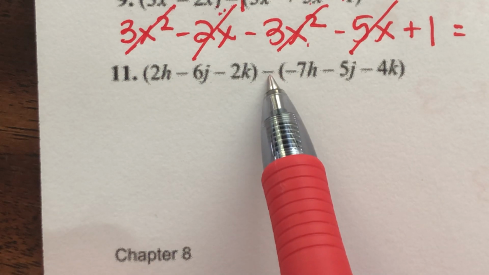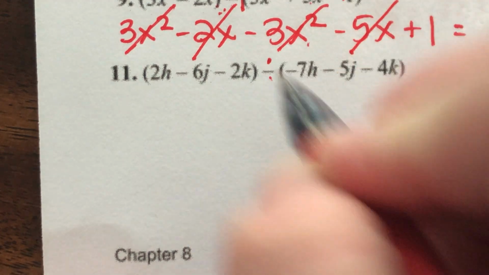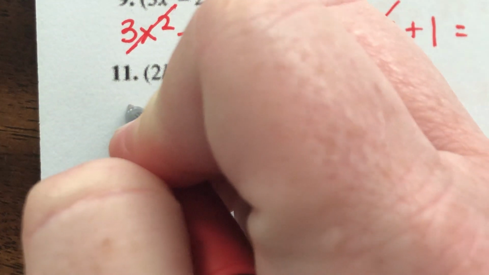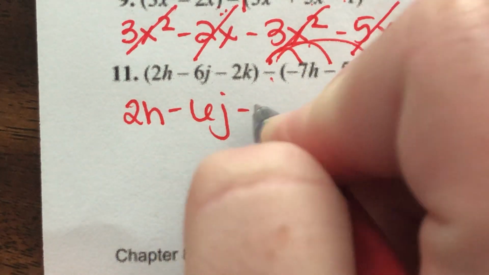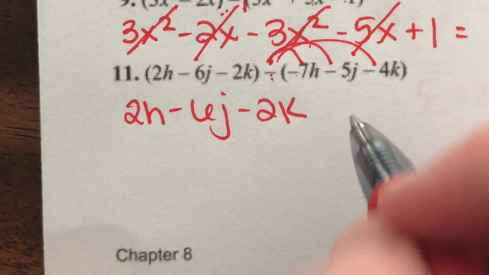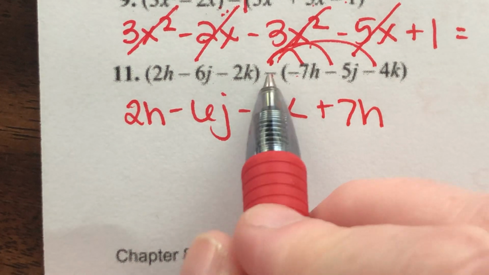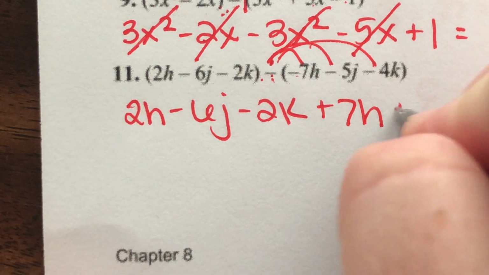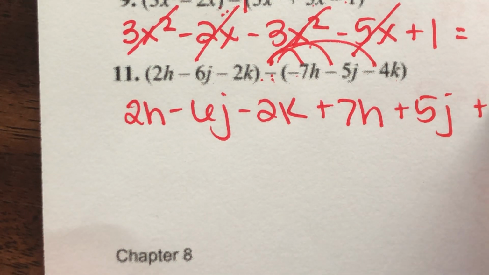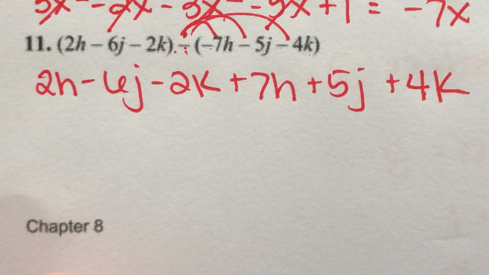We have a minus sign, so we want to distribute that minus sign to each term in parentheses. So I've got 2h minus 6j minus 2k. Negative 7h is positive 7h. Negative 5j is positive 5j. And negative 4k is positive 4k. So this is what the whole thing looks like once I simplify, and now I want to combine like terms.